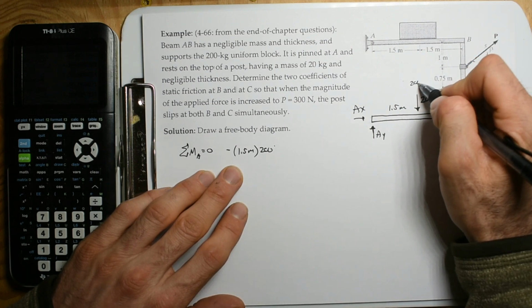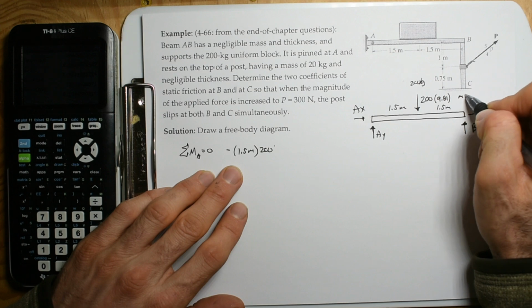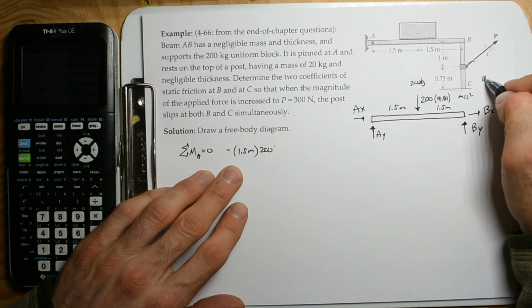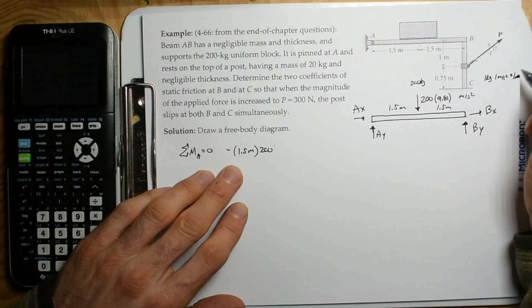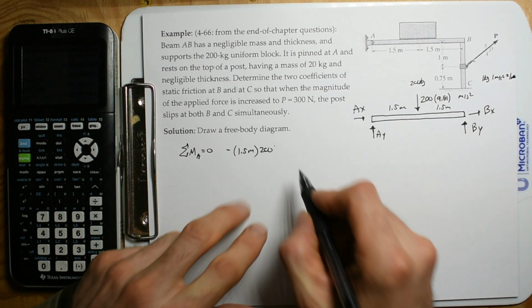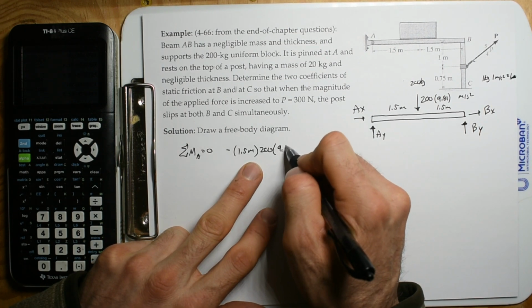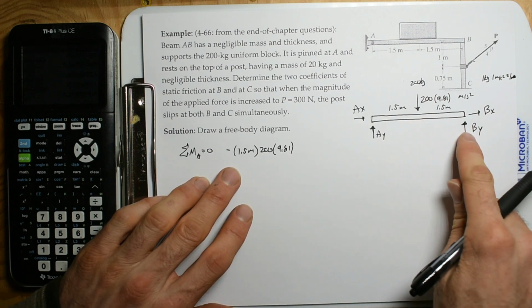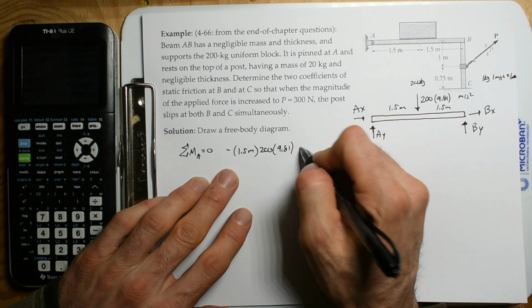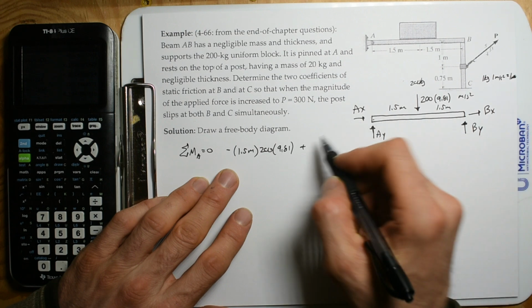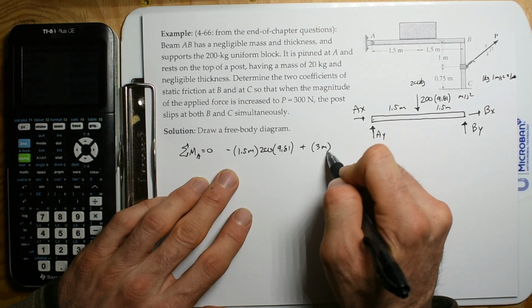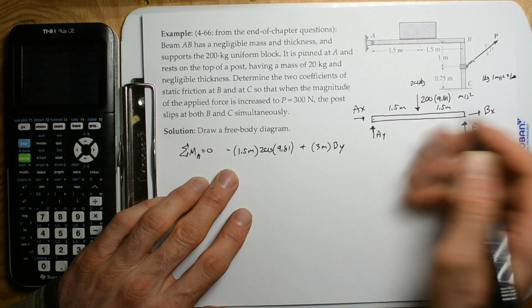And this is 200 kilograms, and this is meters per second squared. 1 kilogram times 1 meter per second squared is 1 newton. So that's where that comes from. So we have 200 times 9.81. And then we have a resisting force of By. So we have a positive moment from point A. It's a distance of 3 meters, and we have By as our force.